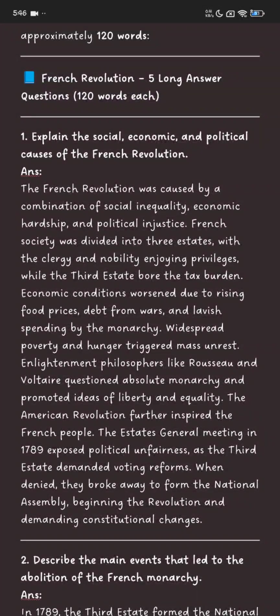Explain the social, economic, and political causes of the French Revolution. The French Revolution was caused by a combination of social inequality, economic hardship, and political injustice.